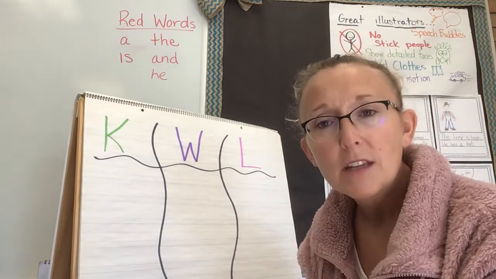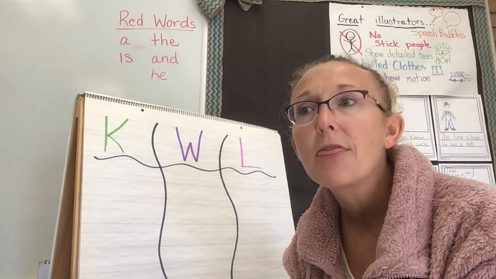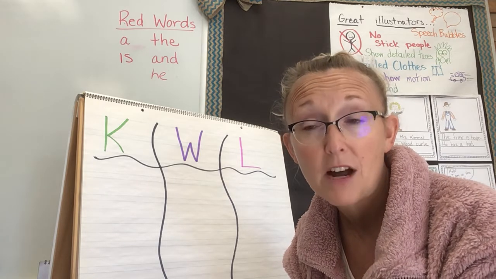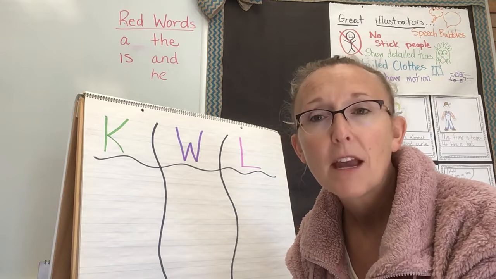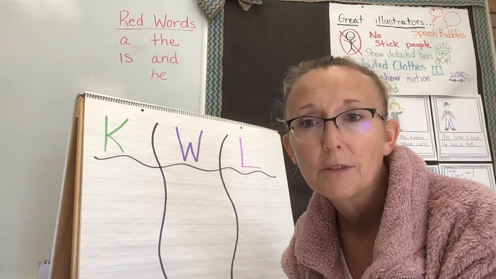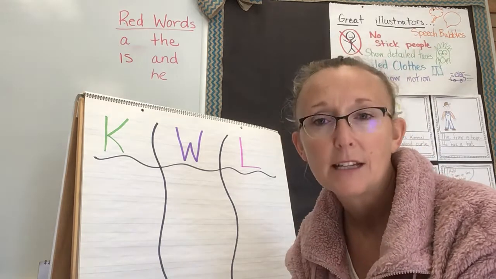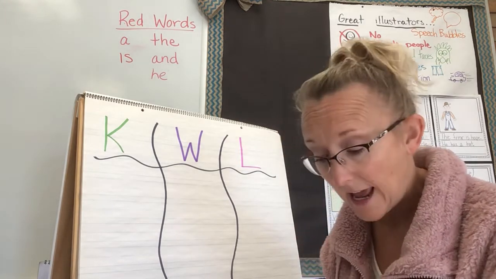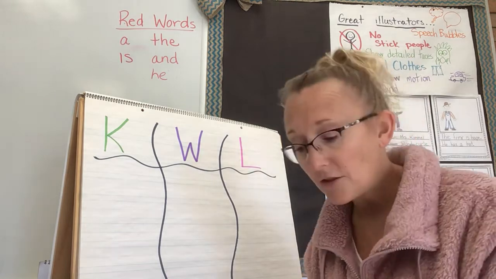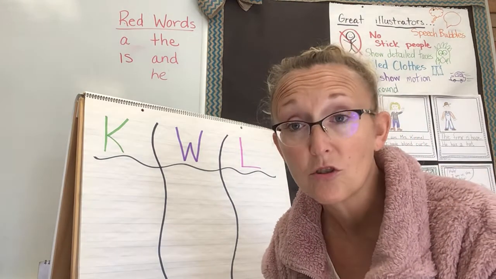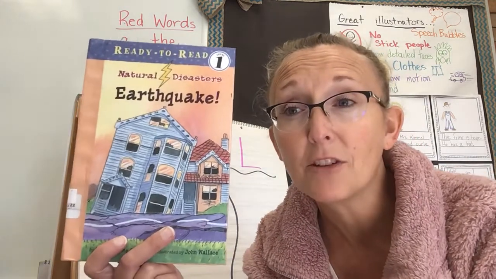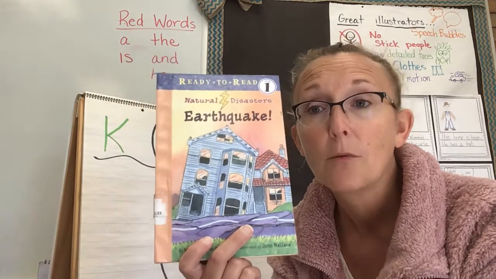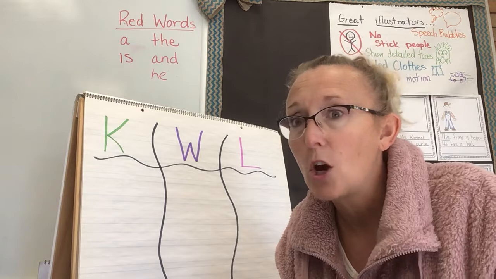But the reason we do the W is because it makes you think about what you're looking for, like what answers you want to find from reading. So it makes you look a little closer while you're reading the book. So it's good to do the W part also. All right, so I'm going to show you how to do it today. I'm going to use a book. Yesterday we talked about volcanoes, so I thought today we could talk about a different natural disaster. This one is earthquakes.